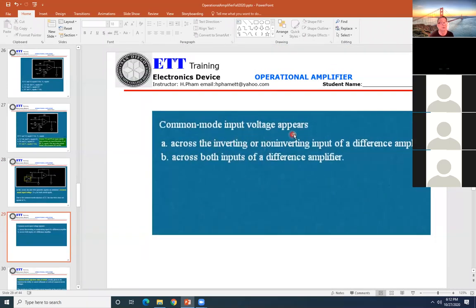Common mode input voltage appears across the inverting or non-inverting input of the differential amplifier, across both inputs of the differential amplifier. The thing is, number 1A says across the inverting or, no, not all, it has to be both. That's what they call common. Answer will be B.